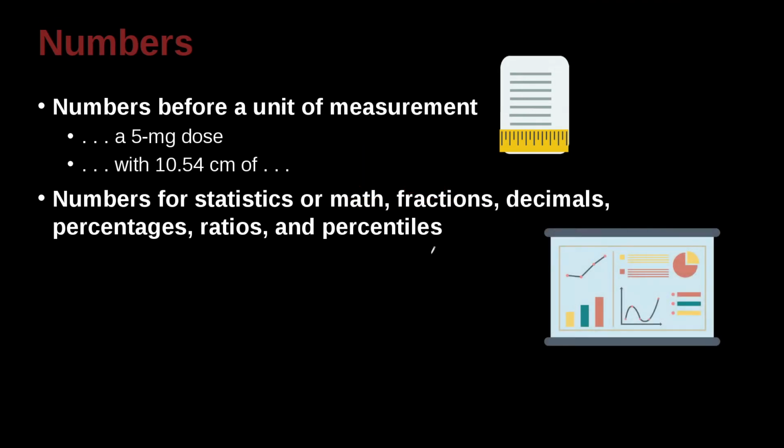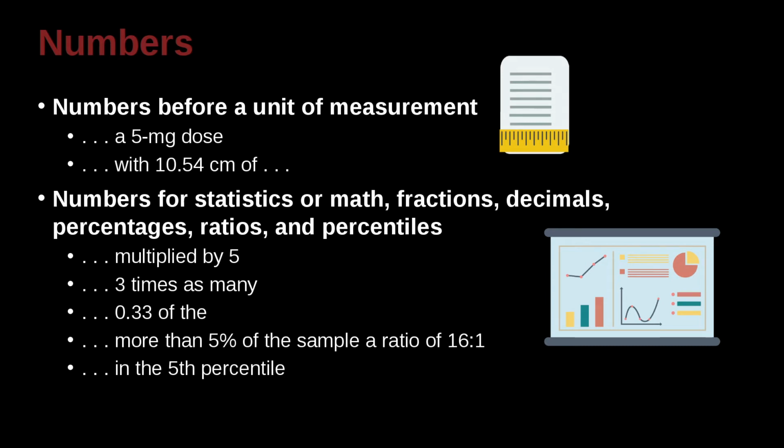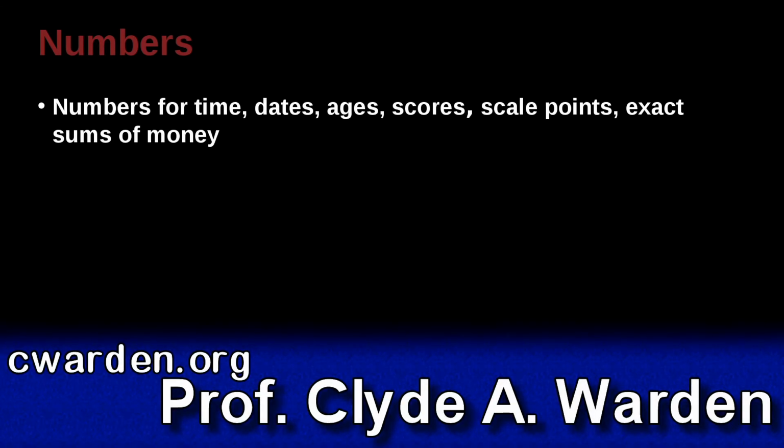Numbers for statistics, for math, for fractions, for decimals, for percentages, for ratios, and for percentiles should all be written by the number like this. Multiplied by 5, 3 times as many, 0.33, more than 5% of the sample, a ratio of 16 to 1, the 5th percentile, so these are percentile groups, that is groupings. You should always use the number like that.